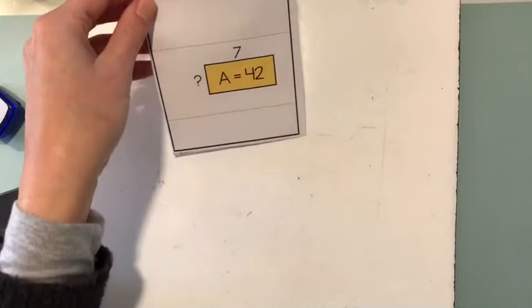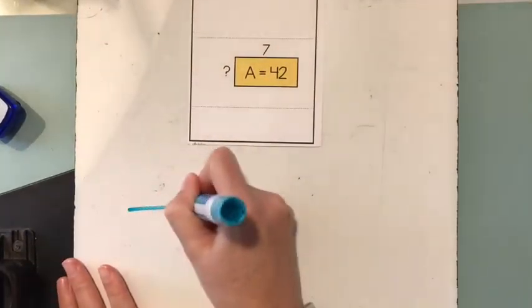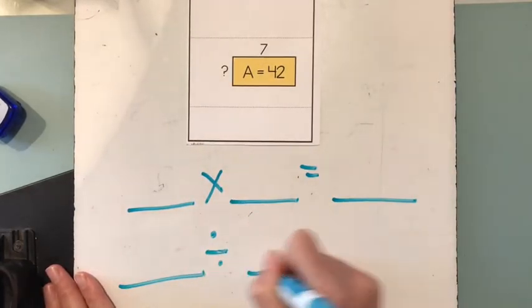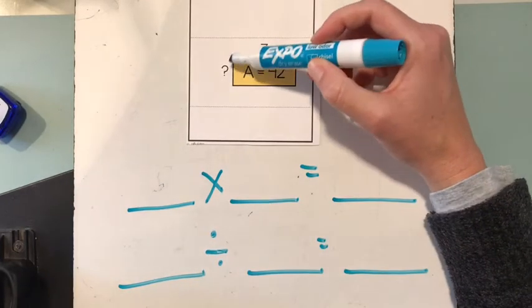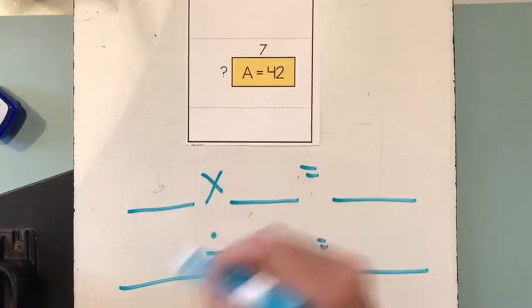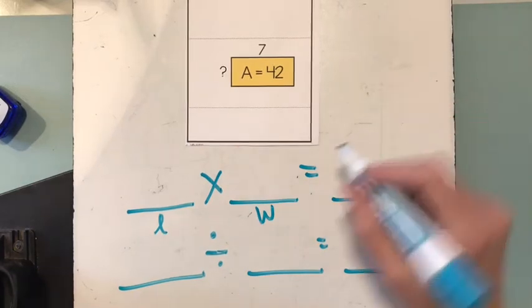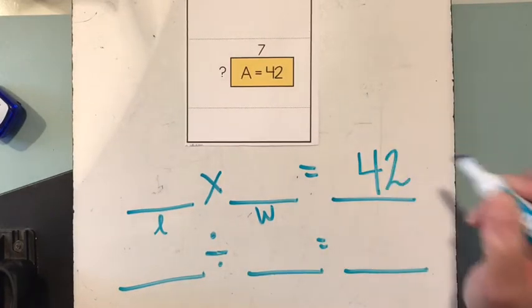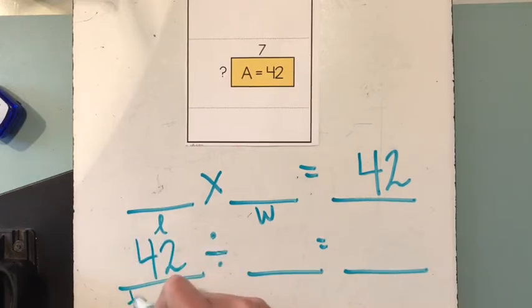All right, here's the next one. Okay, I'm going to set up my problem. Okay, so I have to find this missing side here. And now I'm going to fill it in. Do I know my total? Do I know my total area? I do. It's 42. So length times width equals 42. And I know that in division it's going to go first. Okay, so it's the total area.